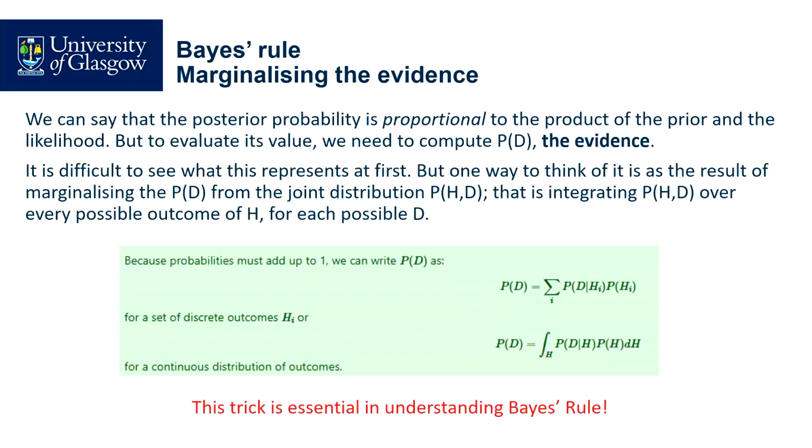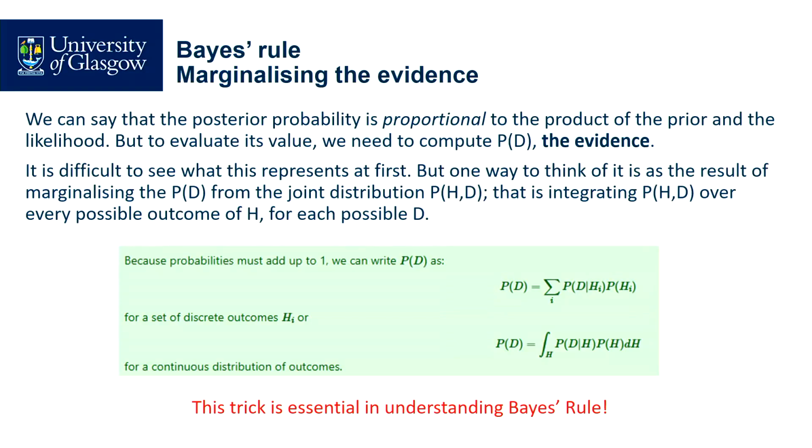Once you have this, another part of Bayes' rule that is essential is that you need to bring in marginalization in order to apply it in practice. We can see that the posterior probability is proportional to the product of the prior and the likelihood. But to evaluate its value, what we need is to compute P of D, the evidence. So how likely it is to observe this data. Now, that is a quantity that in many practical problems is actually quite difficult to estimate.